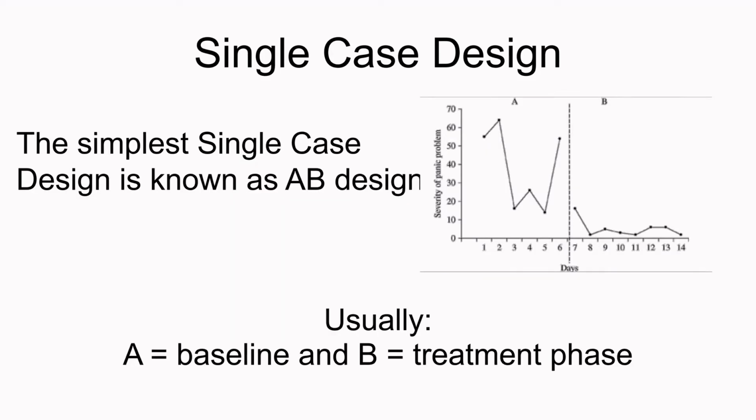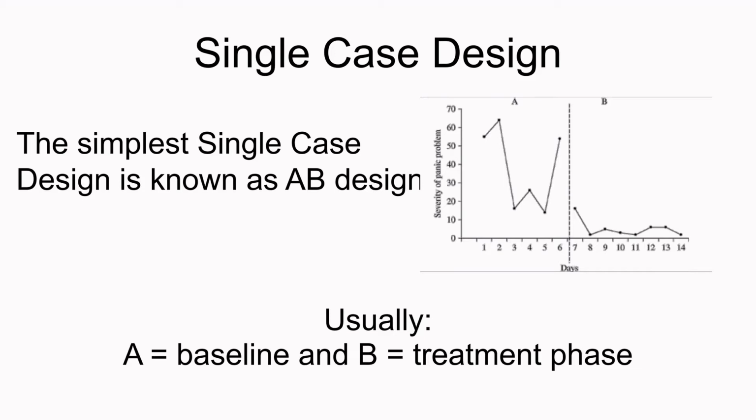Let's take a look at the graph. It will help us to understand clearly how the single case design works. The points of the graph are observations of the same outcome of interest measured on the same person on different days. In this case, the outcome of interest is the severity of the panic problem. In this occasion, we are comparing two phases labeled as A and B phases.